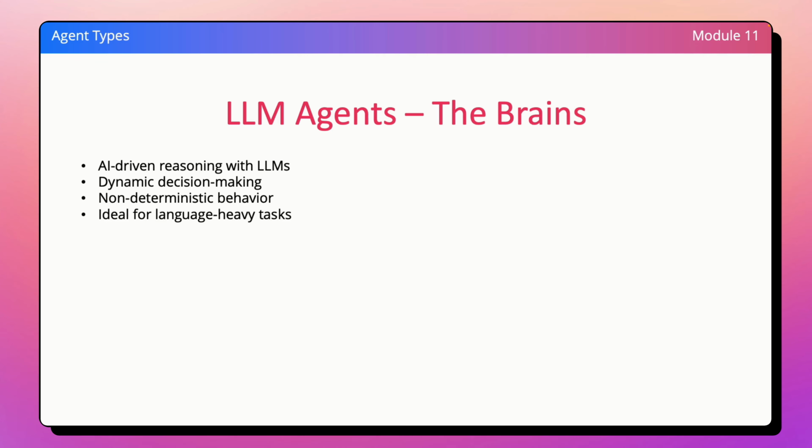This intelligence comes at a cost. LLM calls add latency and consume tokens. But the flexibility and adaptability they provide is invaluable for tasks that require understanding the context, nuance, and complex reasoning. LLM agents are ideal when the next step isn't always predictable or deterministic and depends on understanding the specific situation.